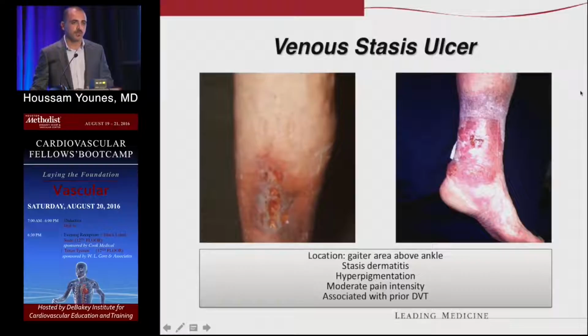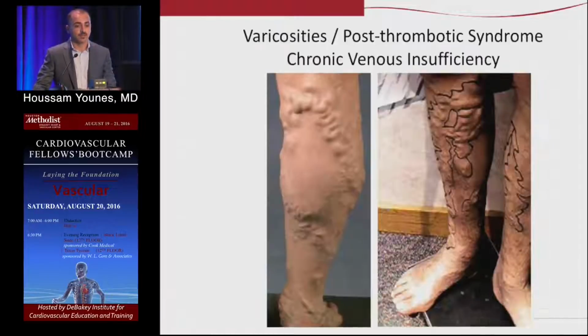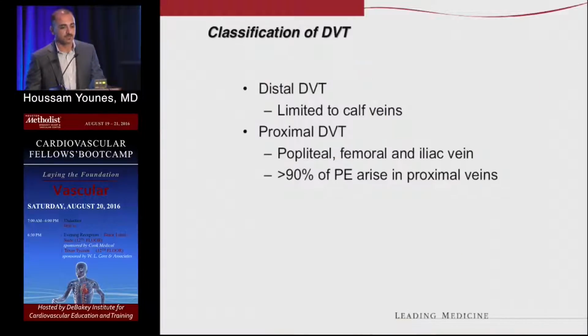This is an example of venous stasis ulcers. It forms usually around the ankle, where the veins are most superficial and there is less soft tissue. It causes stasis dermatitis, hyperpigmentation, pain, and a lot of drainage. This is an example of post-thrombotic syndrome. You can see severe reflux and very large varicose veins, which eventually may cause venous stasis ulcers.